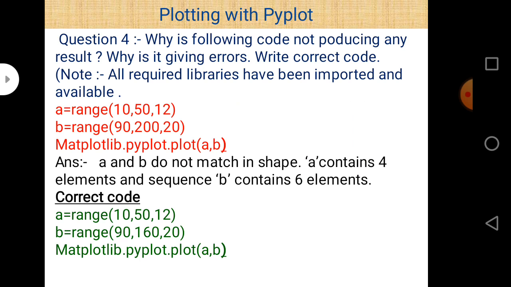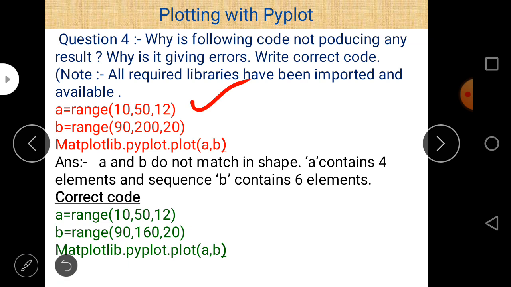First, a = range(10, 50, 12). So range is a function, and it starts from the first value, that is 10 here, and goes up to the second value, meaning it goes up to 50. 50 is not included. And the third is the increment or decrement step value. So the third is 12, so there is an increment of 12.